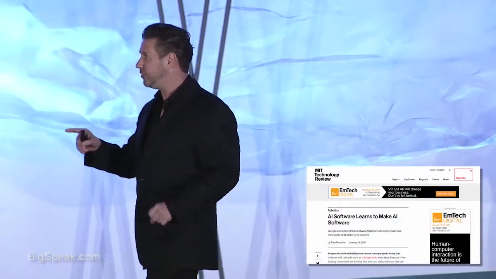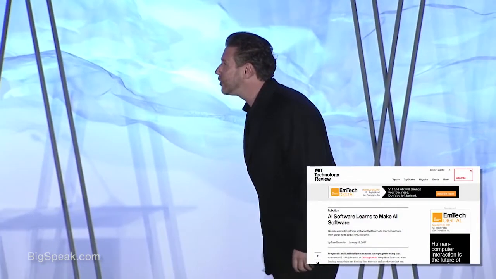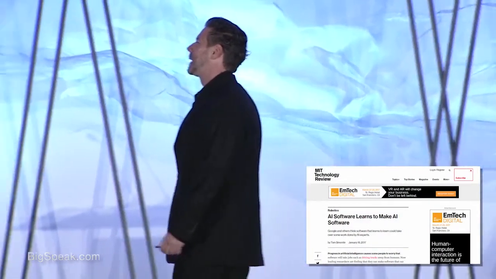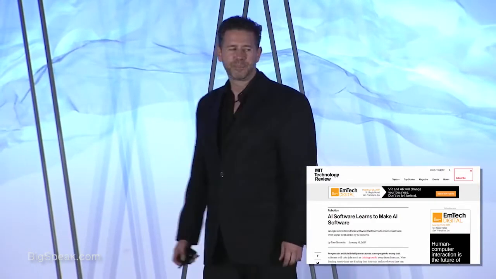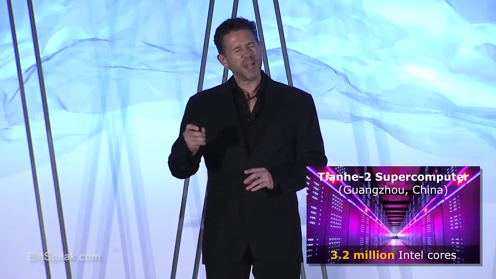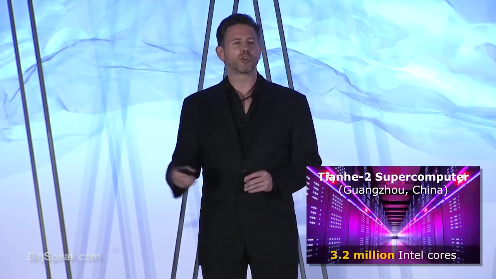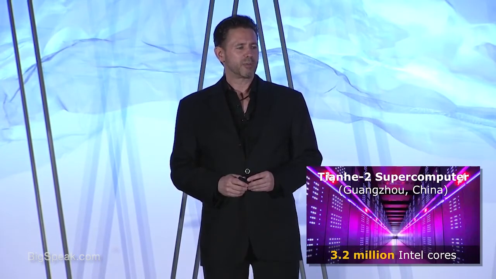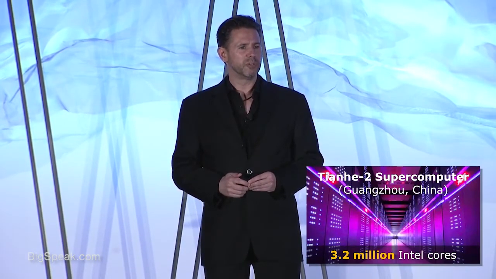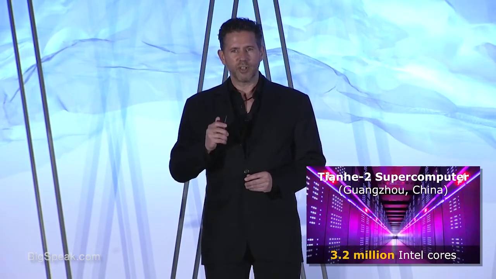I mean, there's a lot of talk about these dystopian futures, but seriously, how crazy does it get? MIT, an AI software learns to make AI software. Fastest supercomputer in the world today is in China, running 3.2 million Intel cores. Guys, we have to train ourselves, right?